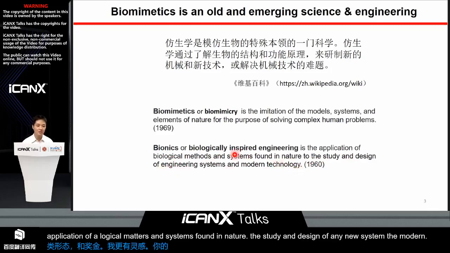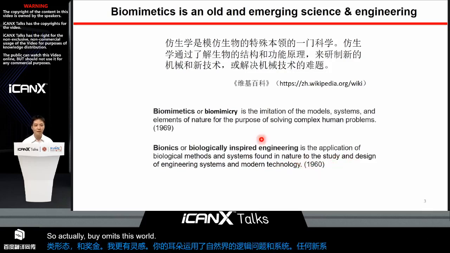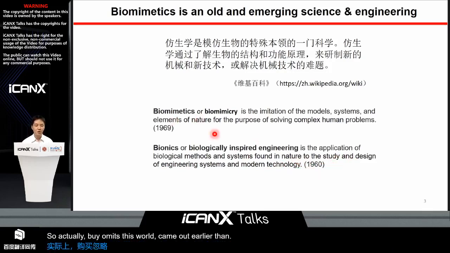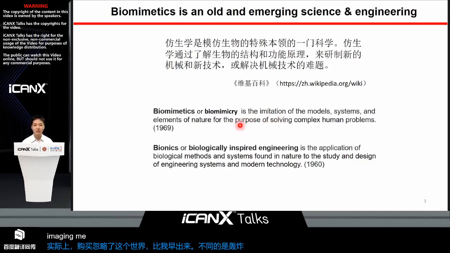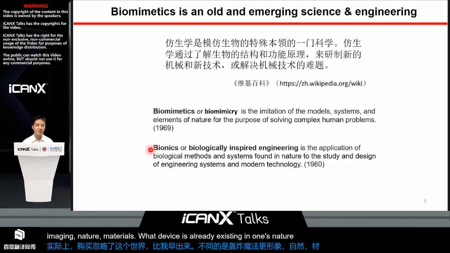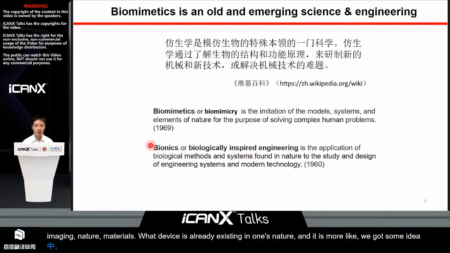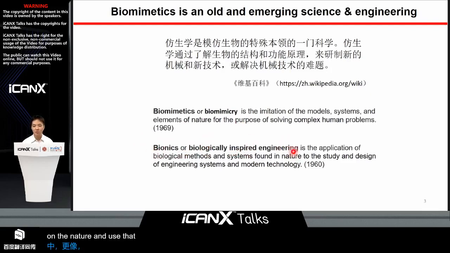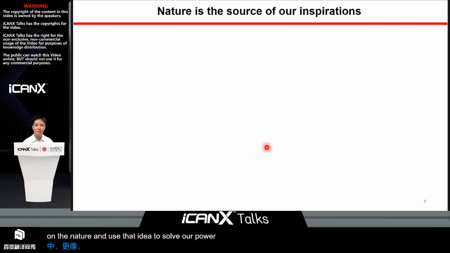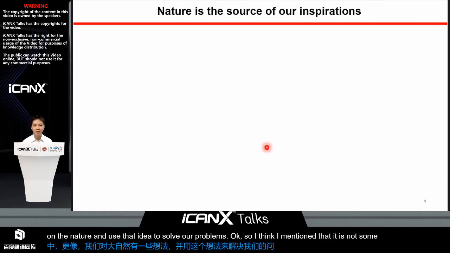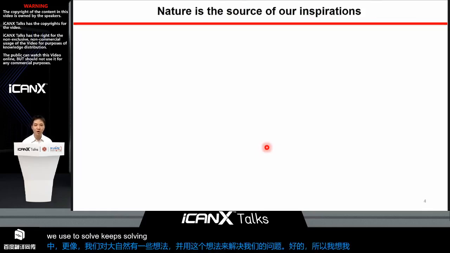So actually the word bionics came out a bit earlier than biomimetics. To me, the difference is that biomimetics is more on imitating the nature, materials, or the devices already existing in Mother Nature. And bionics is more like we got some idea, we learn from the nature and use that idea to solve our problem. Okay, so I think I mentioned that it is not something brand new. We use that to keep solving our old problems and the new problems.